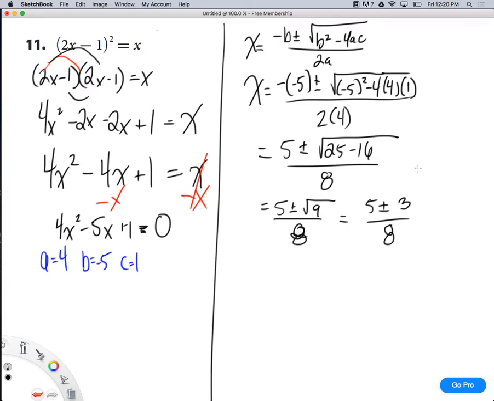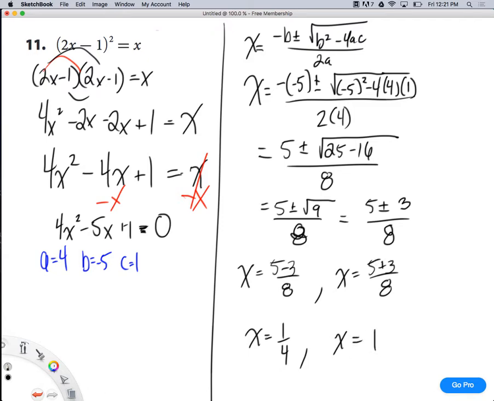Cool, you guys with this? Just quadratic formula. So I do both answers. x equals 5 minus 3 over 8. x equals 5 plus 3 over 8. 5 minus 3 is 2. 2 over 8 is 1/4. x equals 5 plus 3 is 8. 8 over 8 is 1. And those are my two solutions.